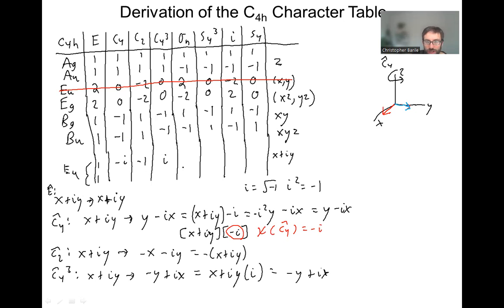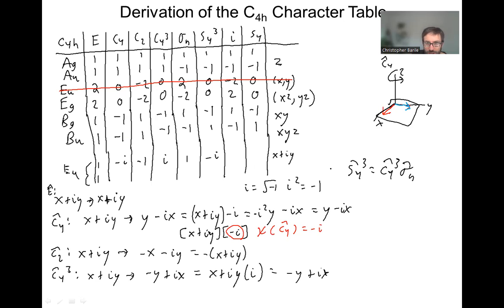Okay, and then for sigma h, what happens? Well, in sigma h, remember, x and y just went to the same thing because the sigma h is in the xy plane. So x plus iy is just going to go to x plus iy. We're going to get a value of 1. What about S4h? Well, remember S4h, just the same as C4h, sigma h. Sigma h we just established did nothing, so it's going to do the same thing as C4h. So we're going to get negative i.